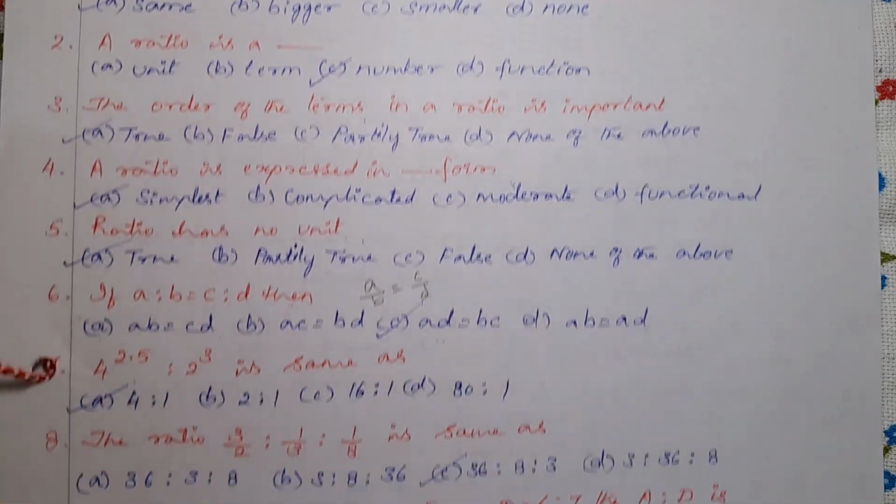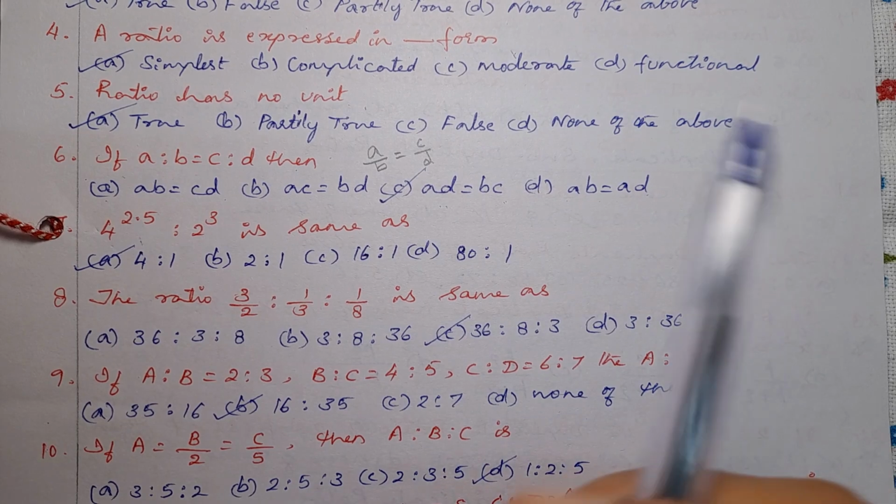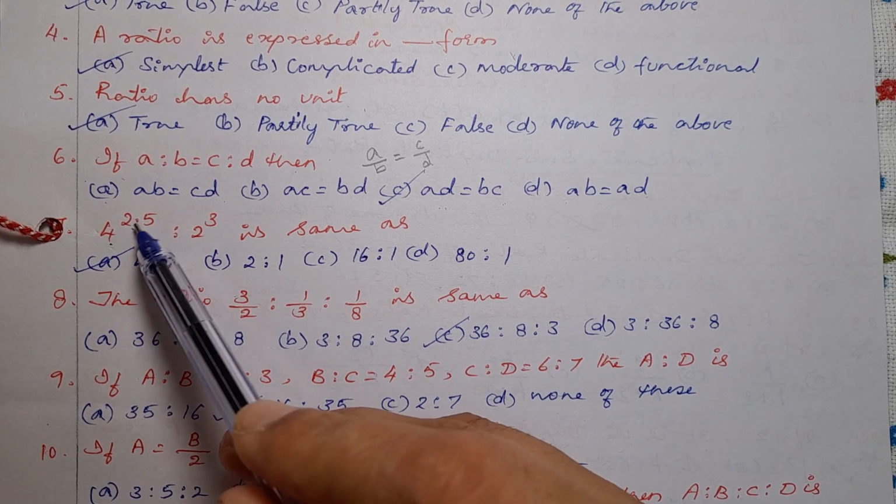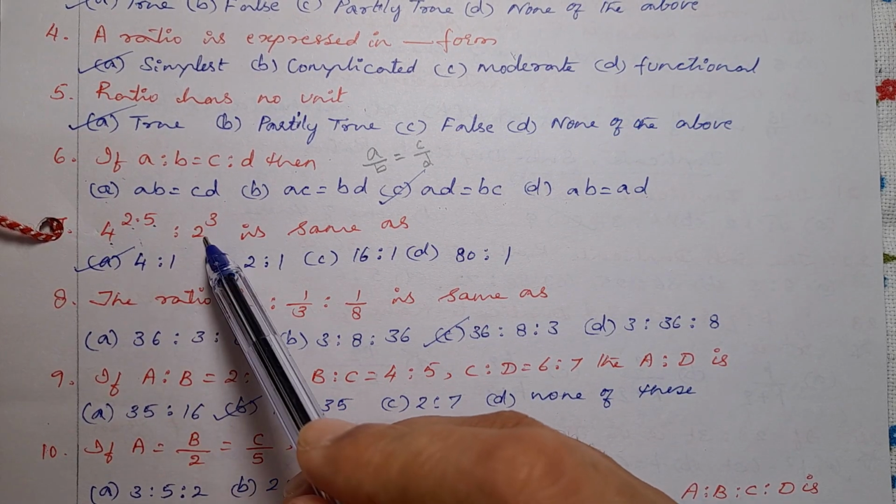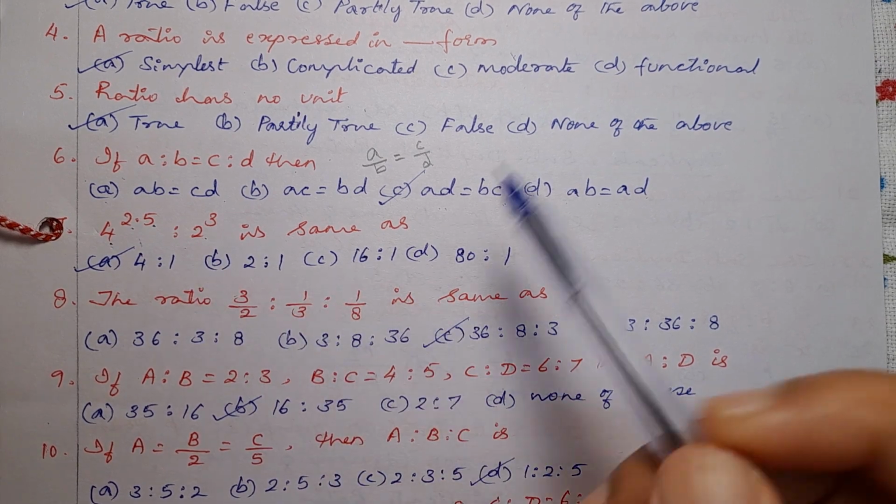Question number 7. 4 to the power of 2.5 is to 2 to the power of 3 is the same as.